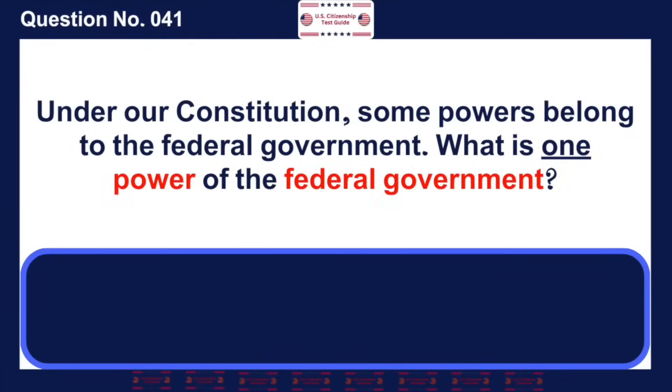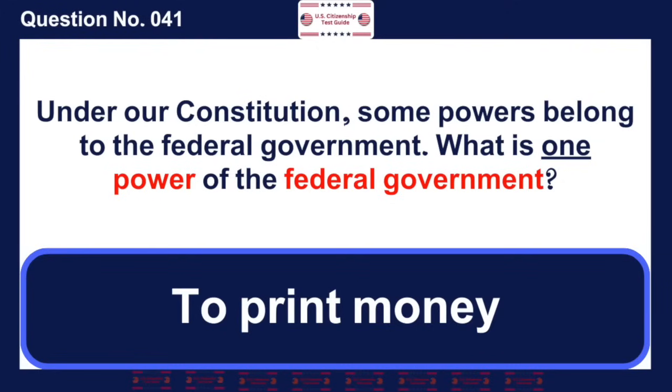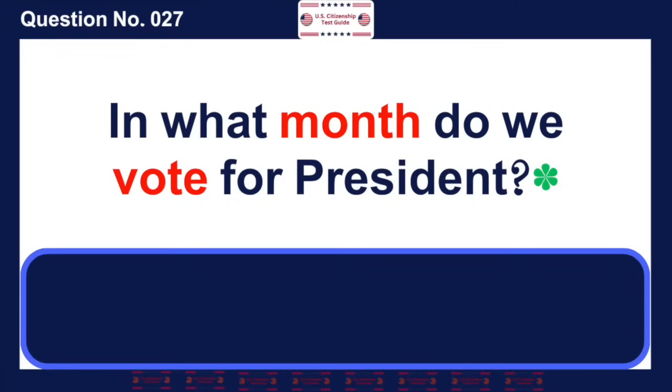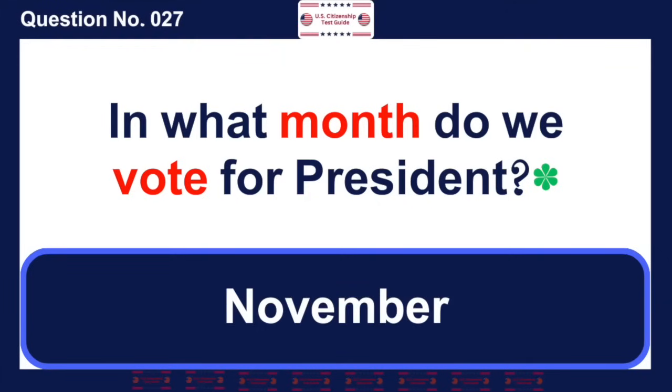Under our Constitution, some powers belong to the federal government. What is one power of the federal government? To print money. What group of people was taken to America and sold as slaves? Africans. In what month do we vote for president? November.